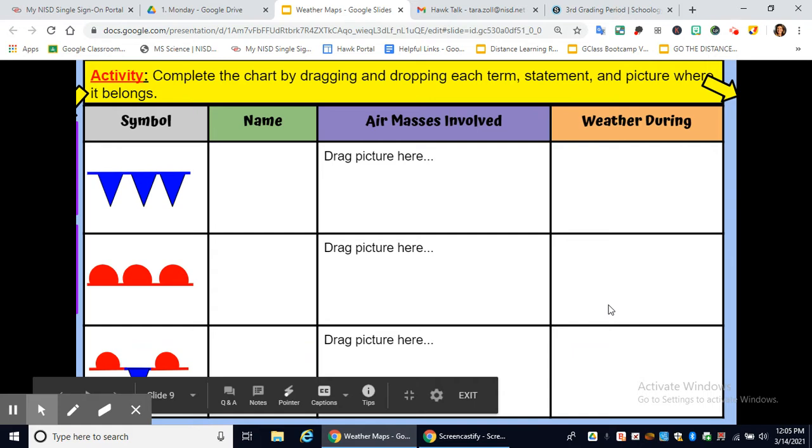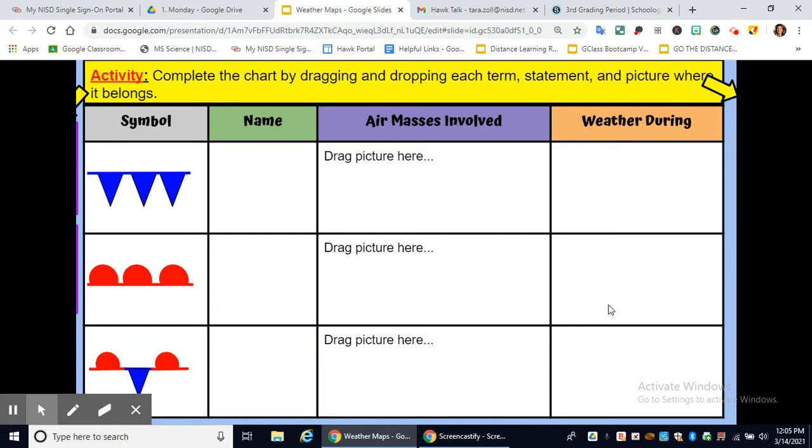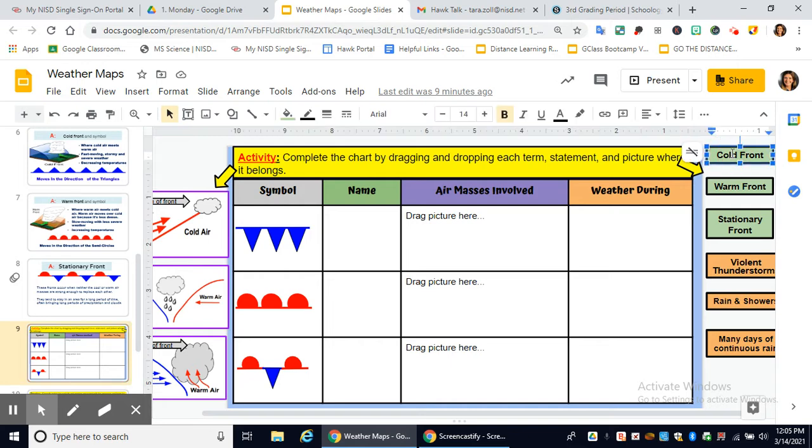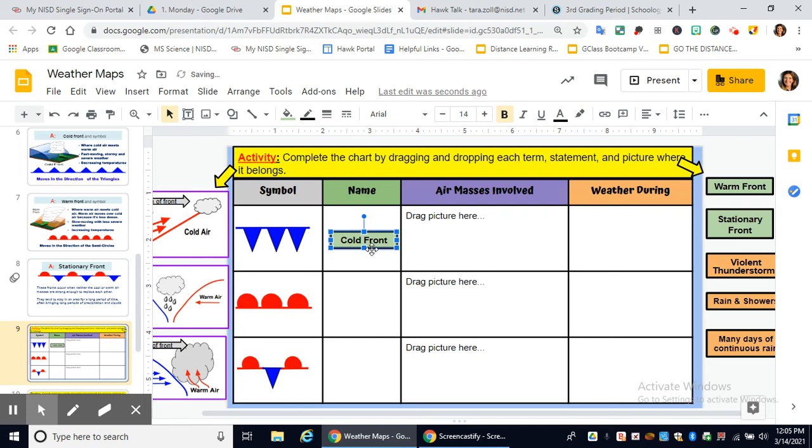So for our activity, we're going to complete the chart by dragging and dropping each term, statement, and picture where it belongs. So here we're looking at this symbol, and remember those triangles, they're pointy at the tips. So this is a cold front. So I'm going to come over here and bring my vocabulary word over. So that's the name of my front.